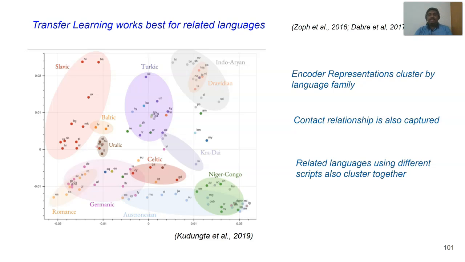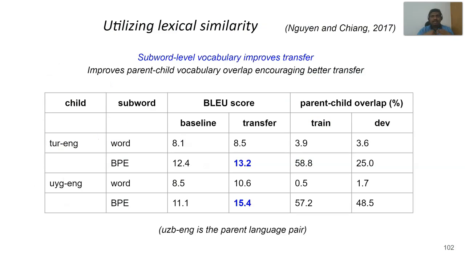What is interesting is also that related languages which use different scripts also cluster together. For example, Hindi and Urdu, which are fairly the same language but written in very different scripts, also cluster together. So how do we use lexical similarity? A straightforward way is to train our translation models at the subword level instead of the word level. When we train at the subword level, we maximize overlap between the parent and the child vocabulary, and this encourages better transfer.